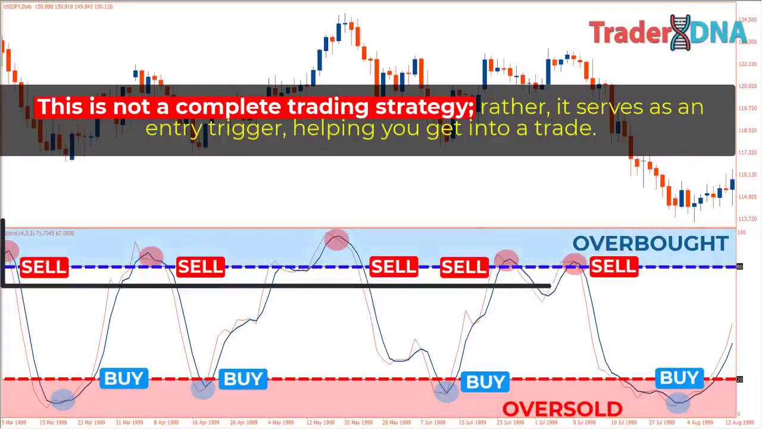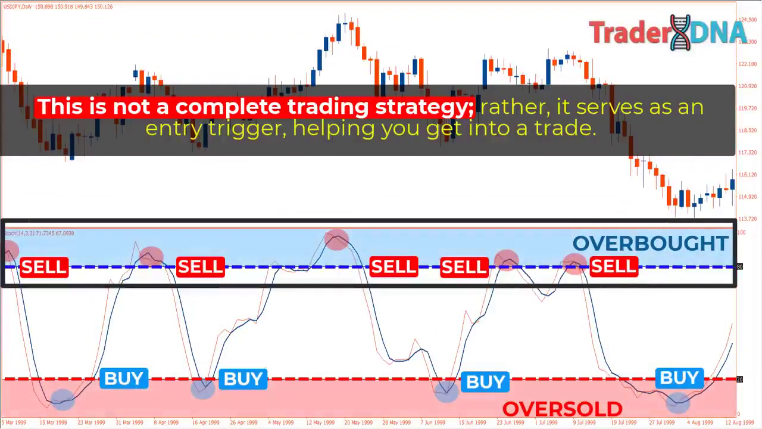The overbought area represents a zone where the uptrend's momentum is strong and shows potential for further upward movement.